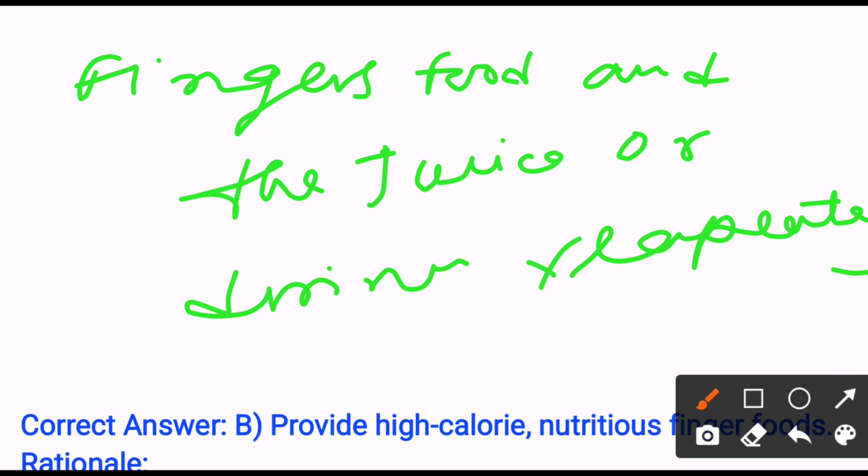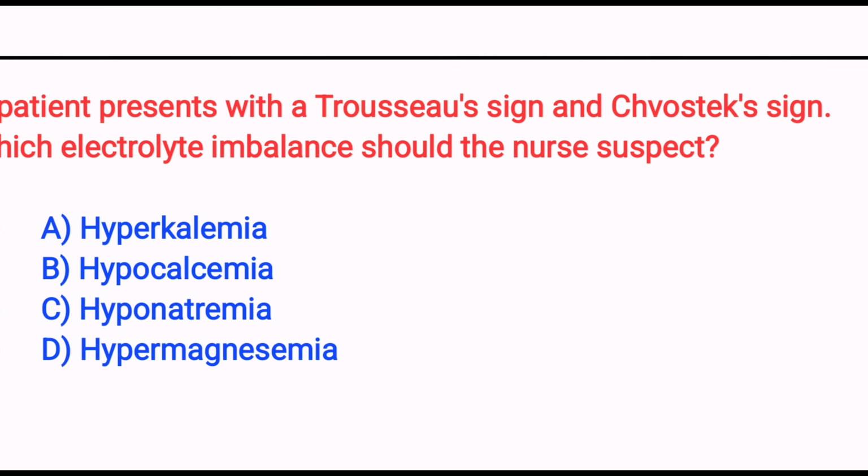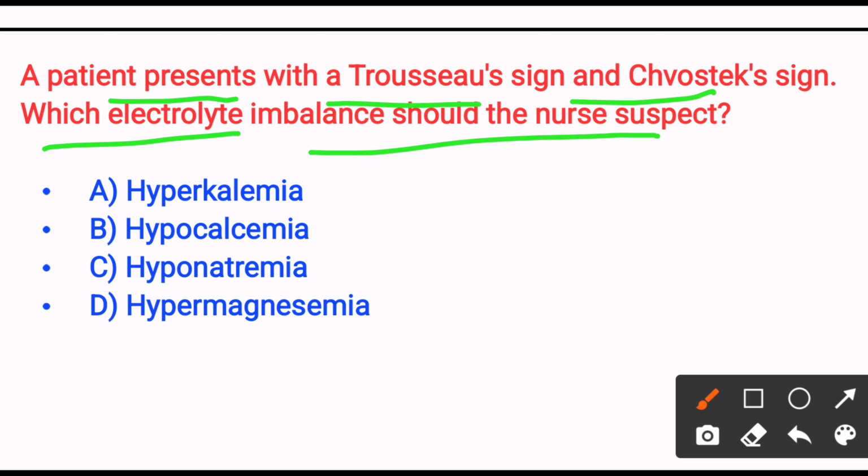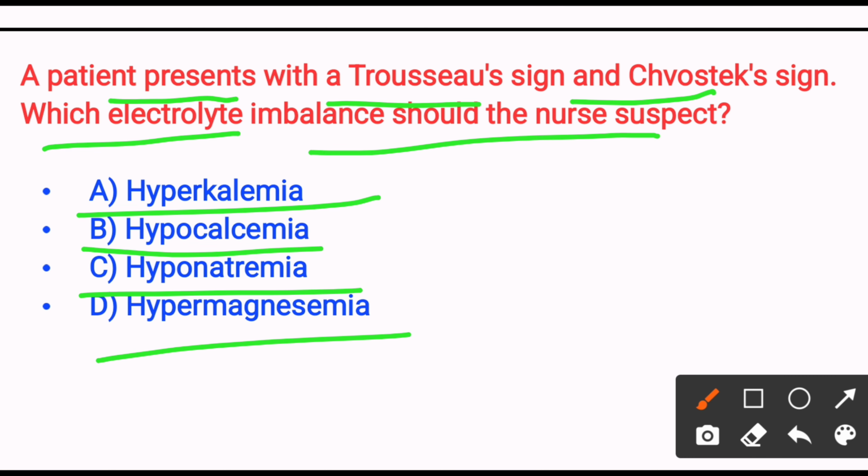Next, a patient presents with a Trousseau sign and Chvostek sign. Which electrolyte imbalance should the nurse suspect? Option A, hyperkalemia. Option B, hypocalcemia. Option C, hyponatremia. Option D, hypermagnesemia.